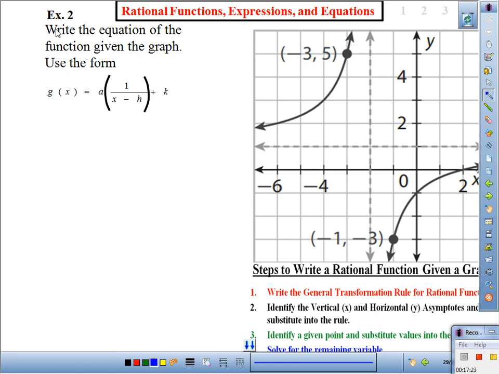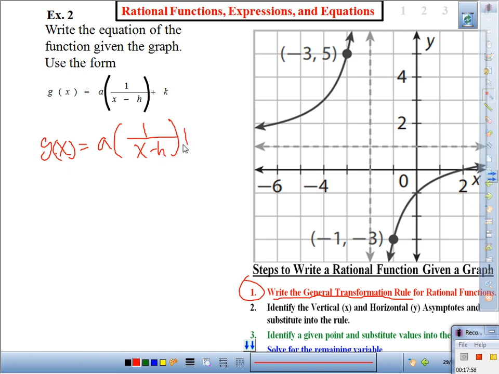It says, example 2, write the equation of the function given the graph. Here's the graph. We need to write an equation. It says, use the form g of x equals a, parentheses, 1 over x minus h, close parentheses, plus k. So what does step 1 say? Write the general transformation rule. So they give us this one. So in red, I'm going to write the first step, which is g of x equals a times 1 over x minus h plus k. Why did I do that in red? Because that's step 1. Write the form that they give you.